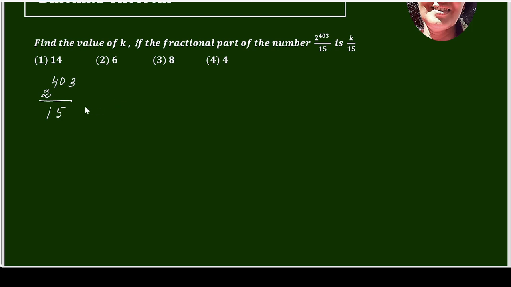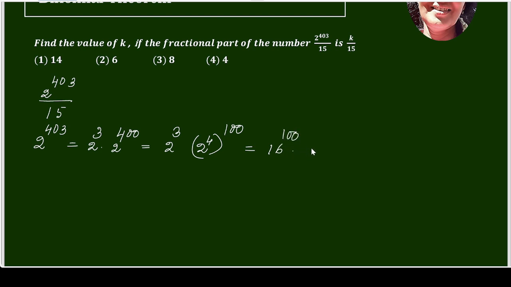So what I'll do, I will write 2 power 403 as 2 power 3 multiplied by 2 power 400. Why am I writing 2 power 400? I'll convert this to 16 power something so that I can apply the binomial theorem. So 2 power 400 equals 2 power 4 to the power 100, which is 16 power 100, into 8.